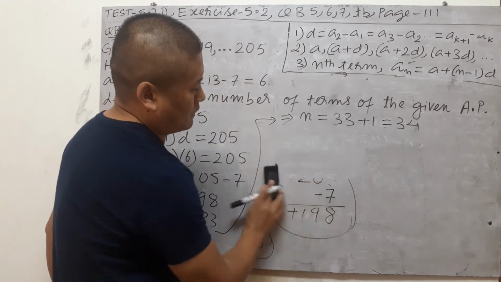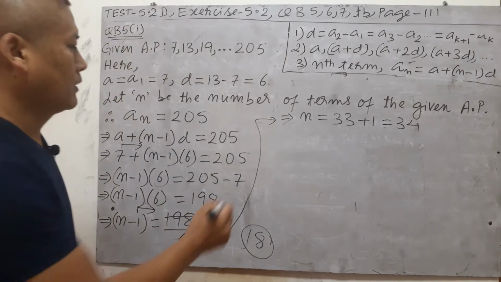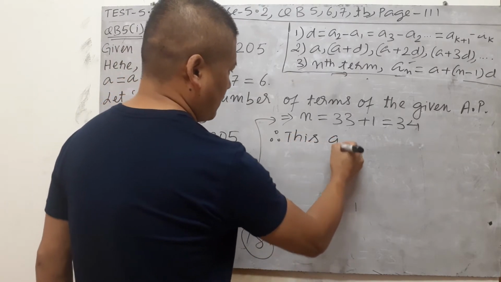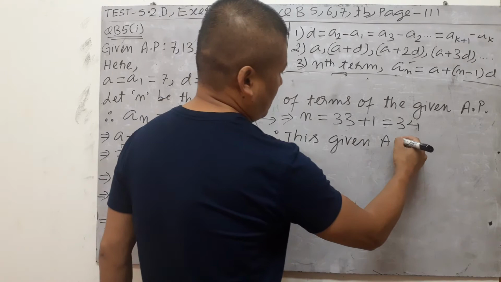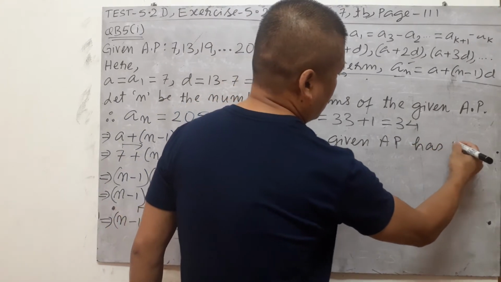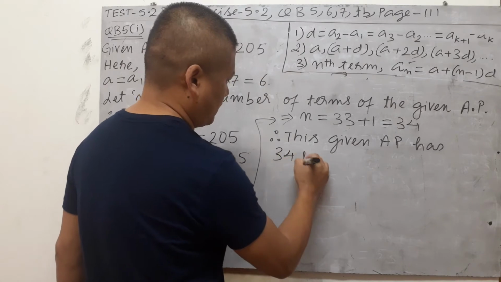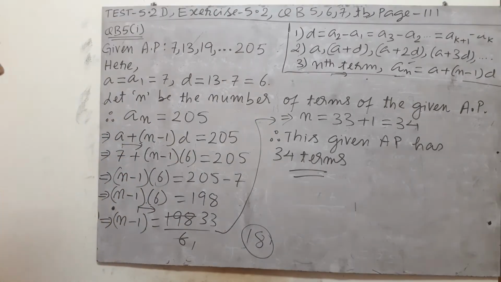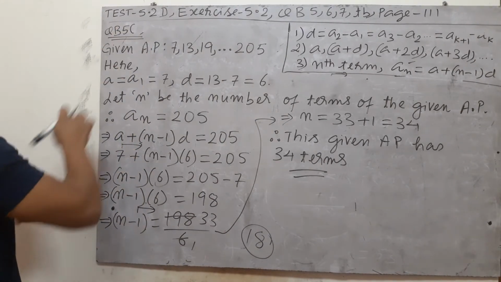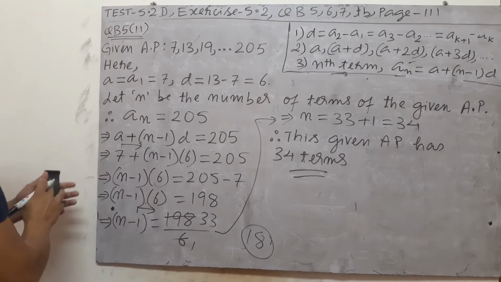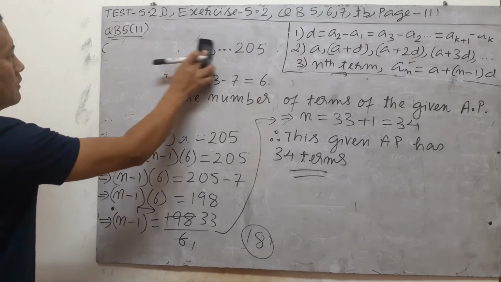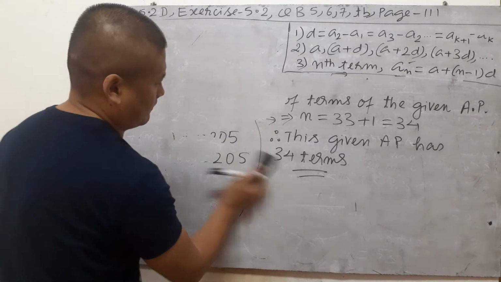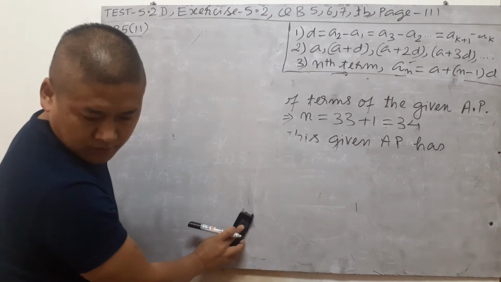So if n is 34, it is the total number of terms. Therefore, this given AP has 34 terms. So the total number of terms is 34. Okay, so next, subheading 2. Same as the textbook answer, I think. Yes.